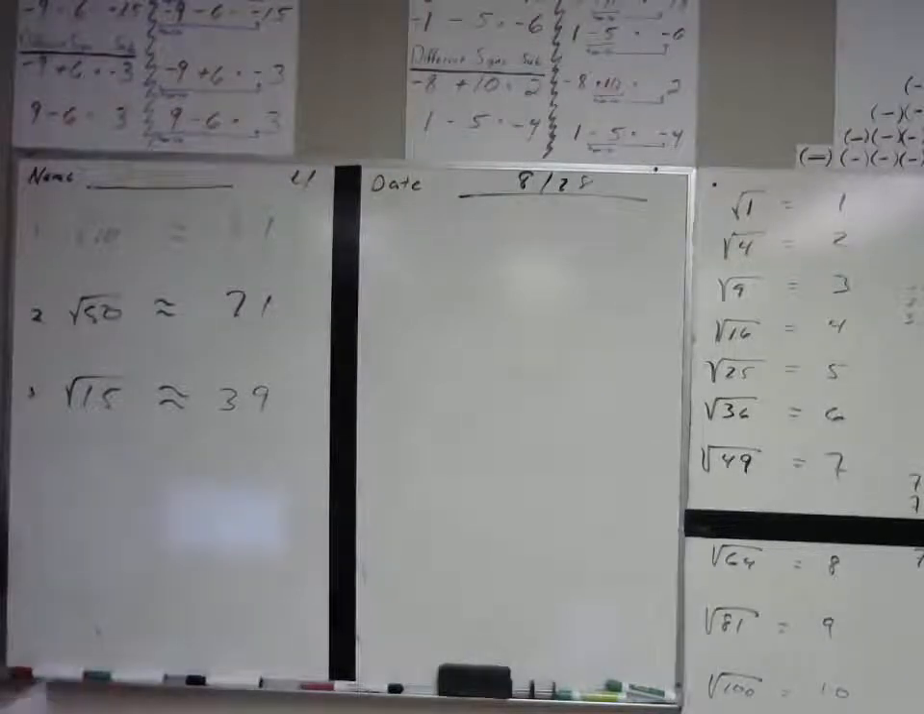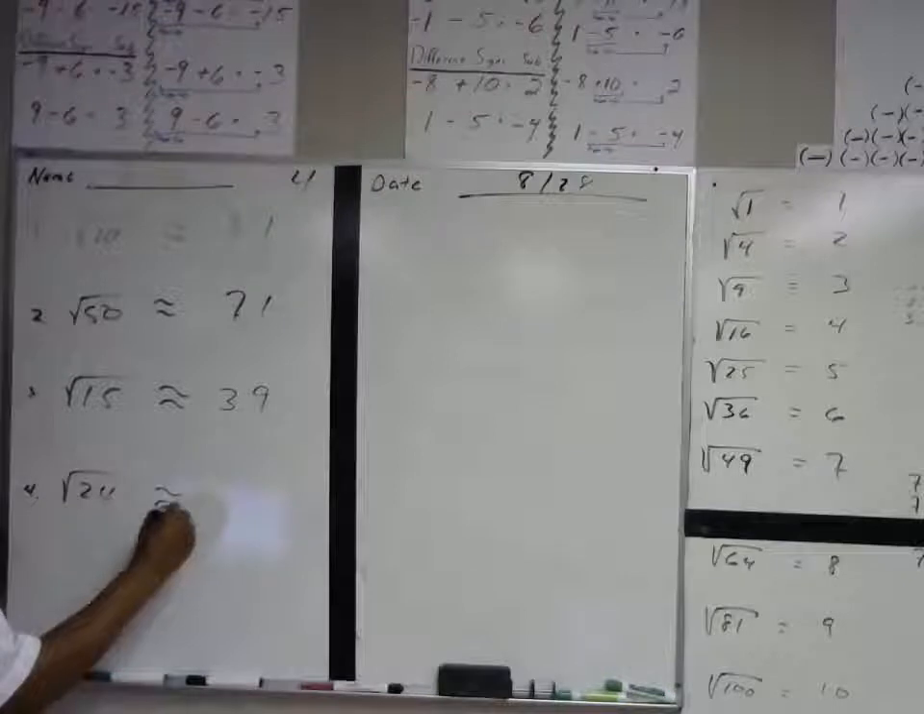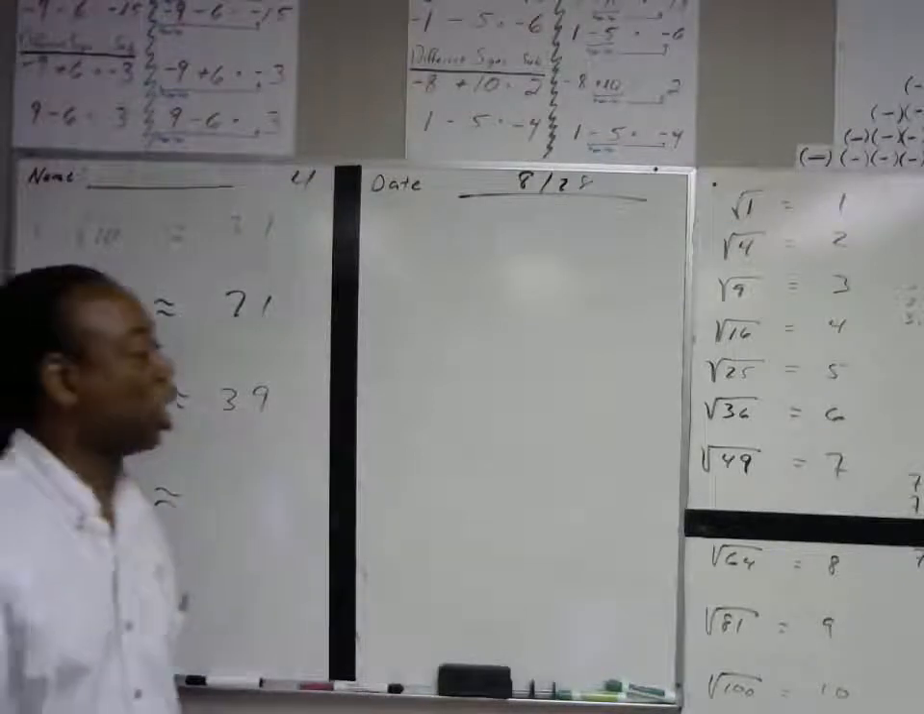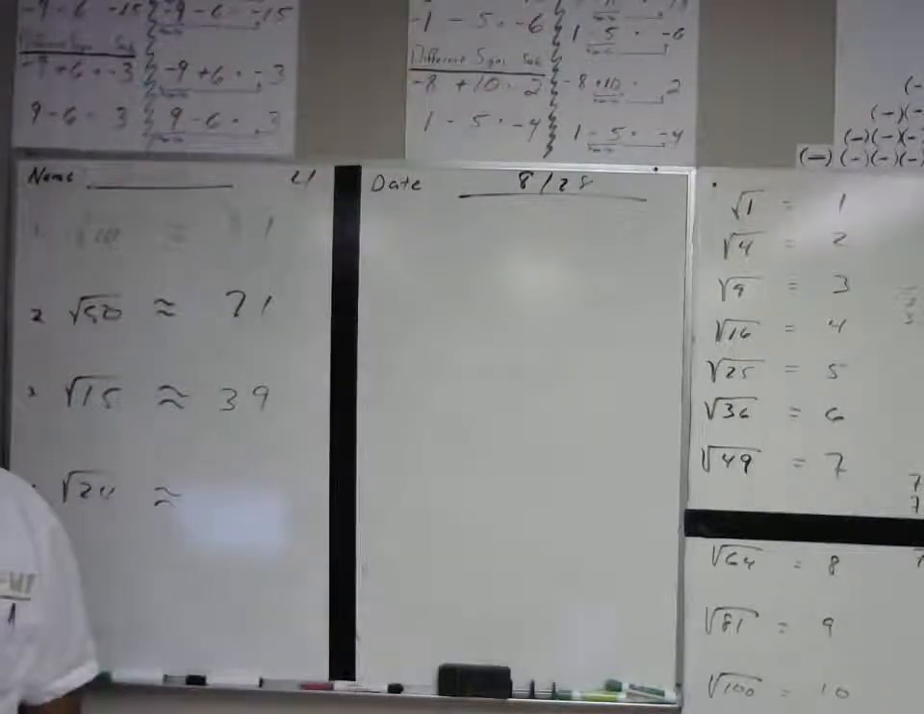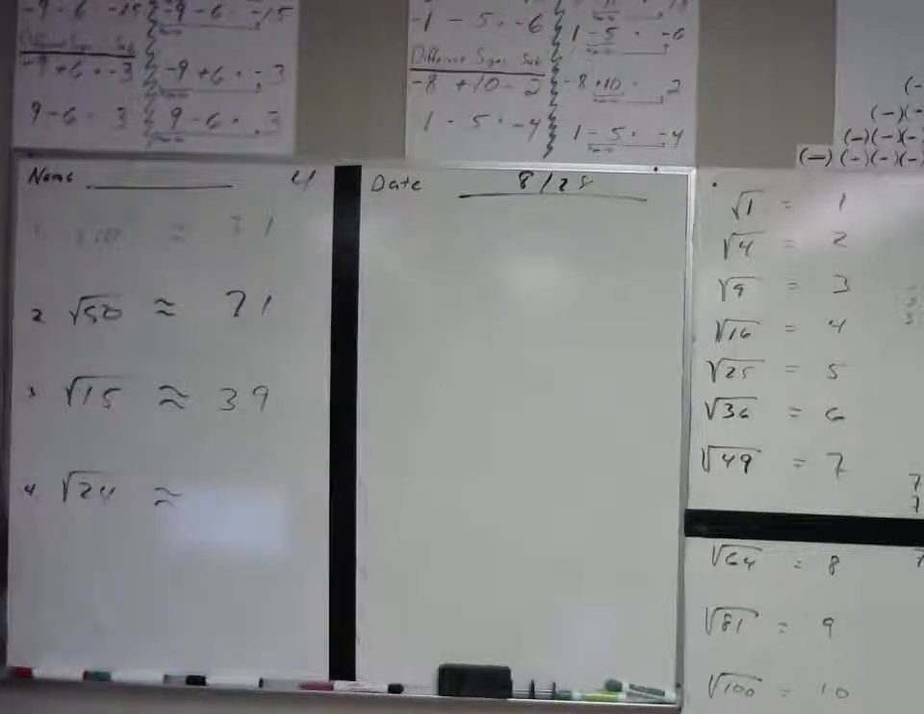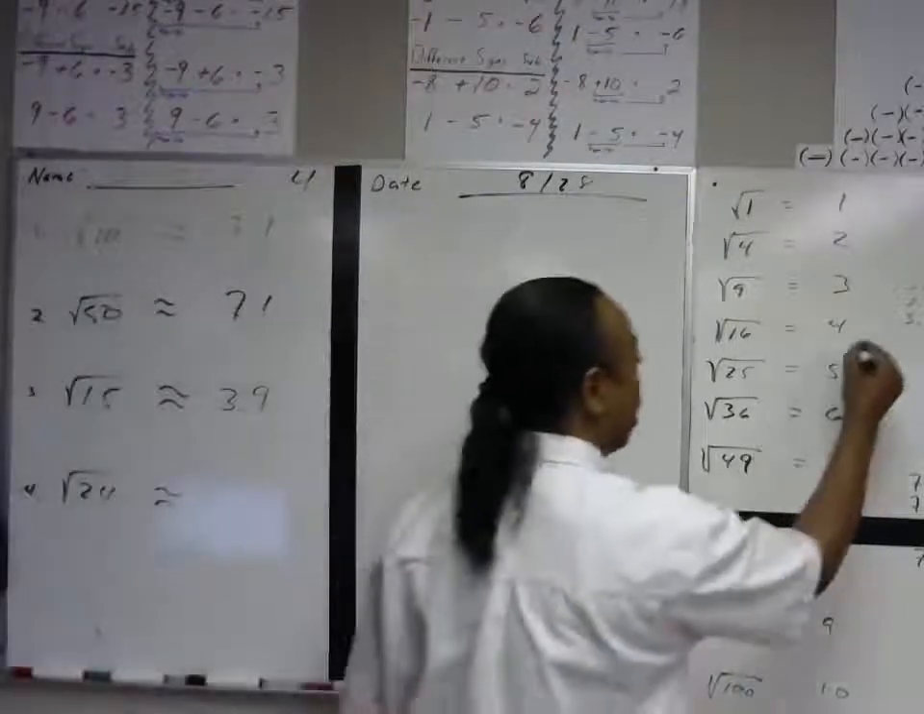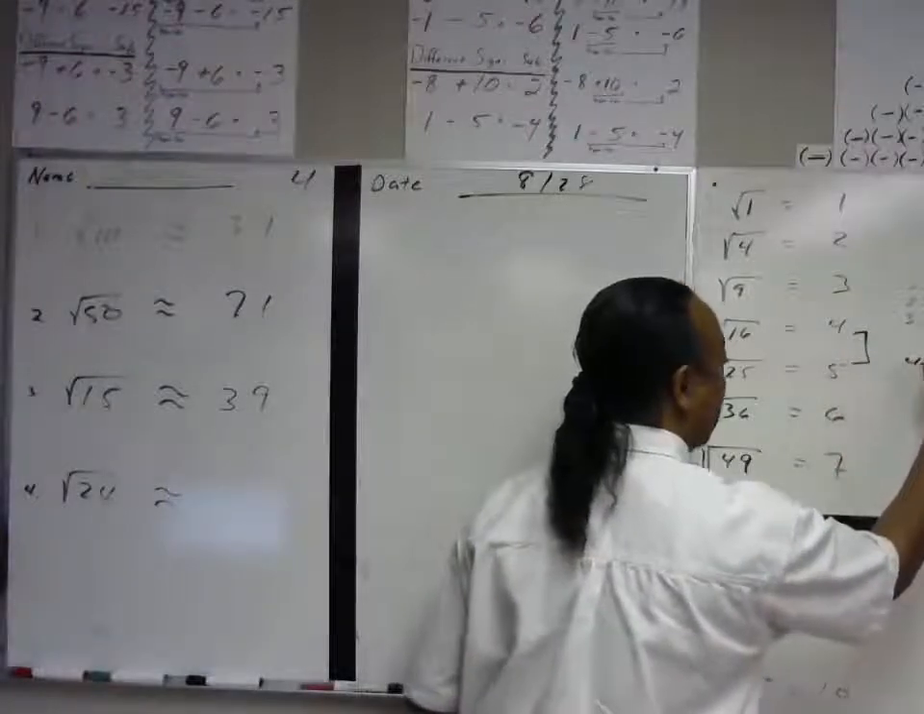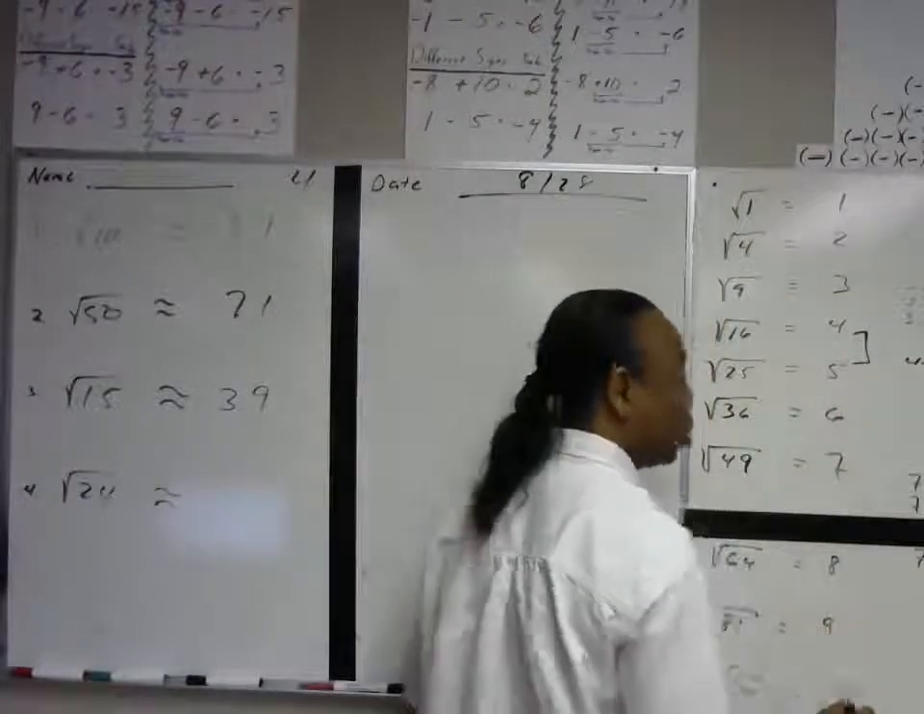We have the square root of 24. All right. Beckett, what would you say the square root of 24 would be? Hold on, I want to make sure I got everything. Okay. Square root of 24, I'd use 4.9. Yeah, good choice. I would use 4.9 for that. Good job.